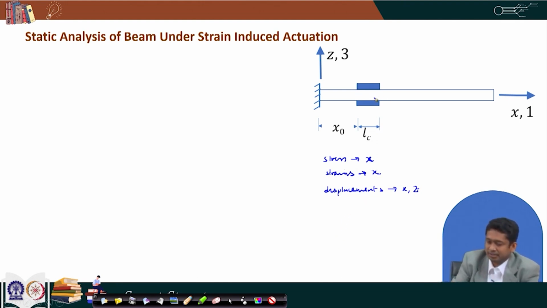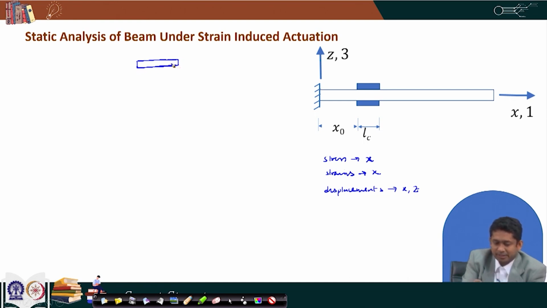When these piezoelectric patches are under some voltage, due to the reverse piezoelectric effect, they would try to expand or contract, accordingly the beam will deform, and we will study that. Now, before starting that, let us look into one important concept which we will be using several times and which we have also covered.